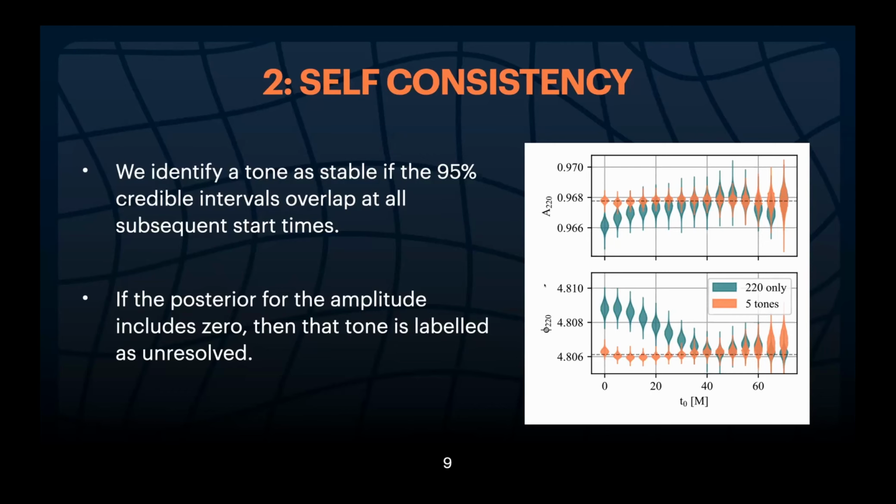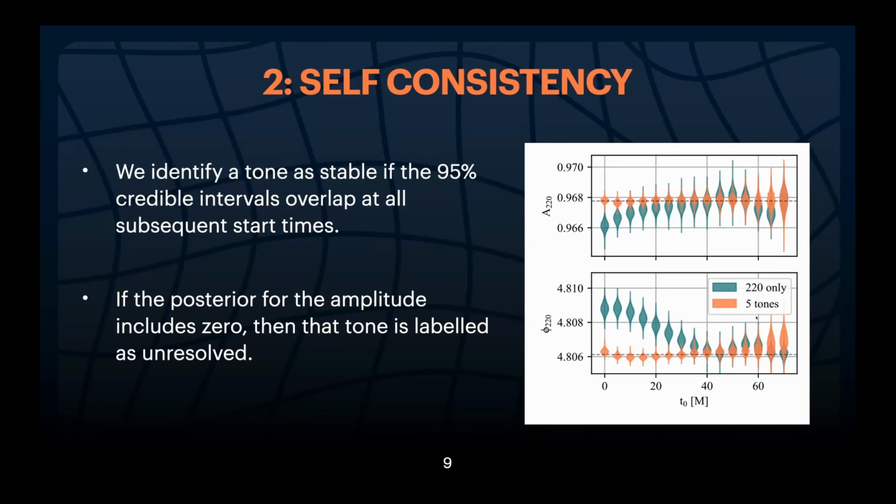So this is the amplitude and phase of the fundamental tone for this waveform. And the teal is showing what we get when we only measure with one tone. And so you can kind of see that these posteriors in the violin plot are moving. They aren't constant with each subsequent tone until sort of here at about 40 M. By the way, we use geometric units, so time is measured in M, don't think about it.